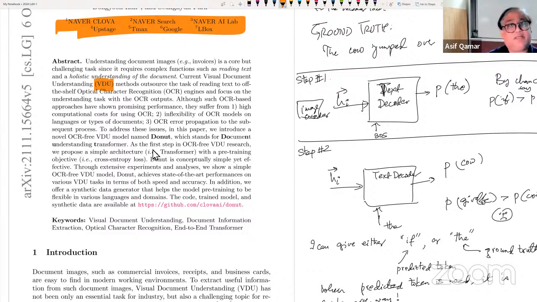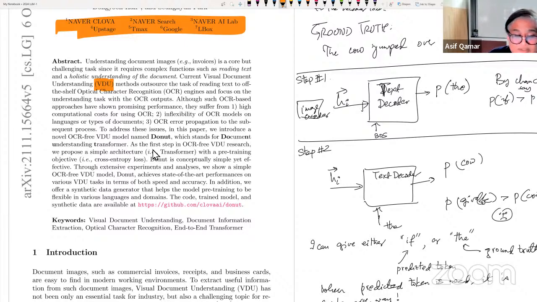Remember, OCRs have been there for almost a decade. Before this, they would be using CNNs. Yeah, they were using CNNs. Right. Although such OCR-based approaches have shown promising performance, they suffer from high computational costs for using OCR, which is true. OCR is actually computationally slow and expensive. Those of you who have tried doing OCR know that just one page of OCR takes a second or two or more. Right?